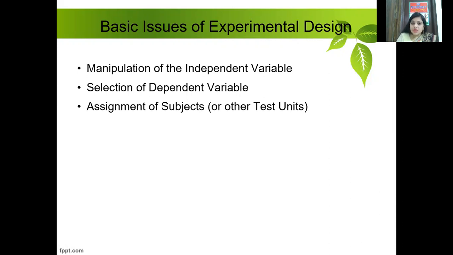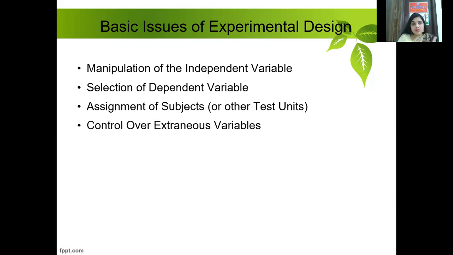Then assignment of subjects or, say, test units. This is really important, how you would be checking these variables. A test unit might be one individual, one household, one company, one institute, or anything, right? But you have to assign what test unit you are going to observe. Are you going to observe one company as a test unit? For example, you want to observe 100 companies for 1 year, so your test unit here would be one company, and you are observing 100 test units for 1 year.